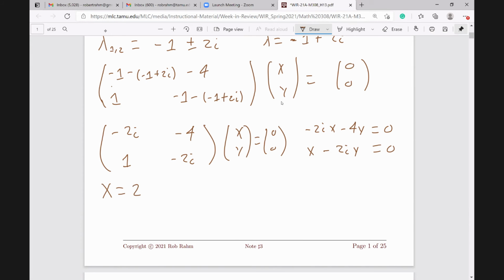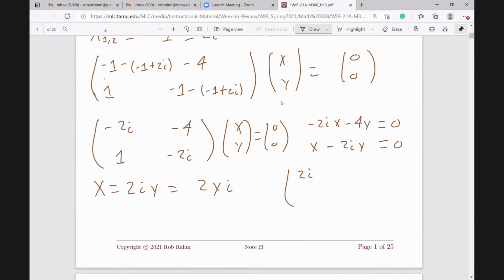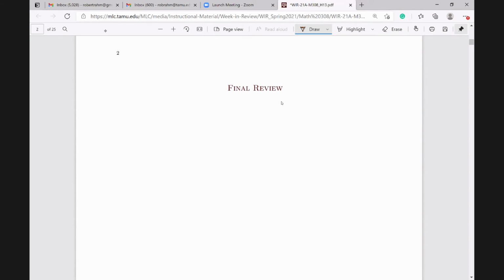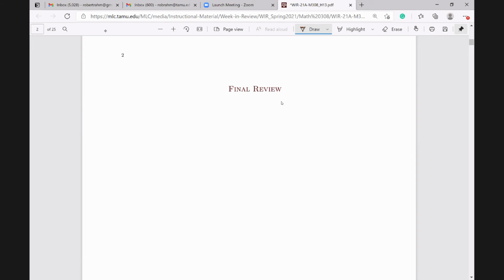It says x is equal to 2iy, or maybe it's better to write this as 2yi. Okay, and so any vector, except for the zero vector, where the top entry is 2i times the bottom entry is going to be an eigenvector. So for example, we could have 2i and 1. This is an eigenvector.